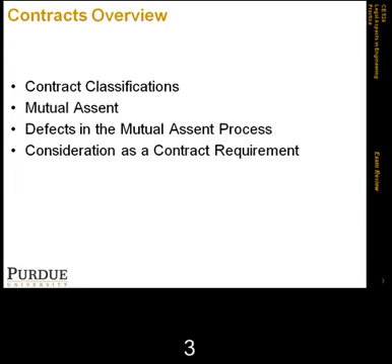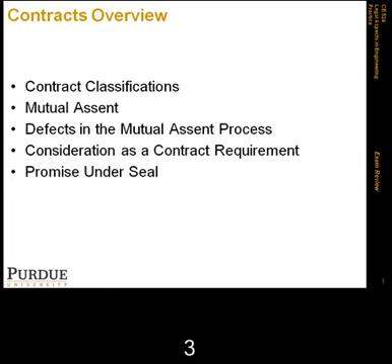Another important thing we looked at in consideration as a contract requirement is past consideration, and we said that usually promises motivated by benefits received in the past are not enforceable. Some states, however, allow you to do that in cases of debts that could have been discharged by bankruptcy or statutes of limitations.